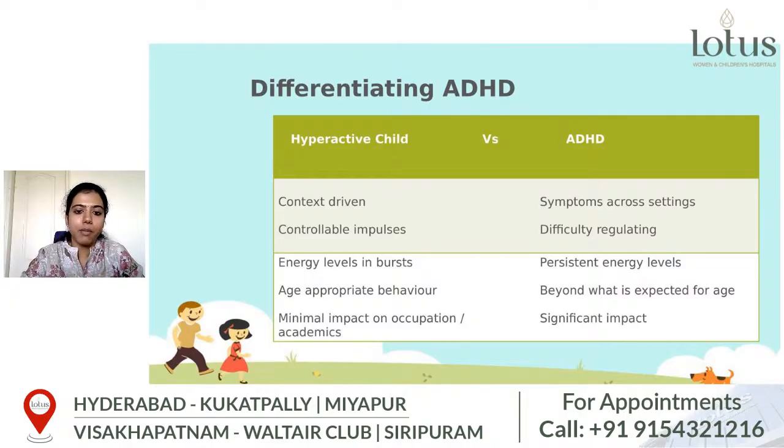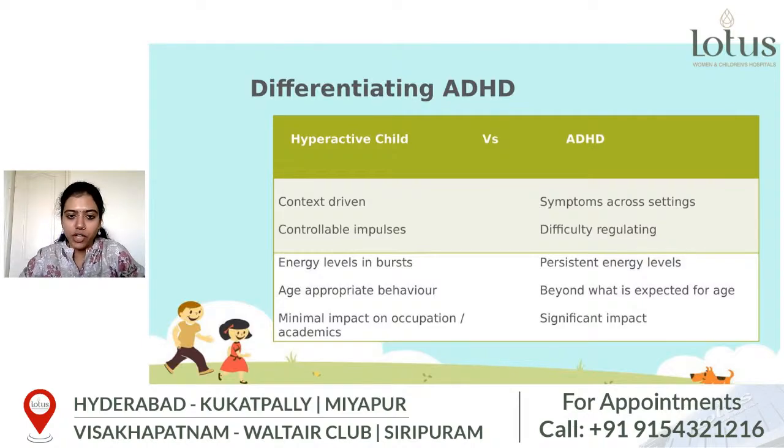Then, coming to the hyperactive child, their behavior can sometimes be age appropriate. For example, if you consider a preschool child below 6 years of age, some amount of hyperactivity, inattention, and impulsivity is acceptable. But when you see these kinds of features in a child which are not appropriate for the child's age, then you have to suspect ADHD.